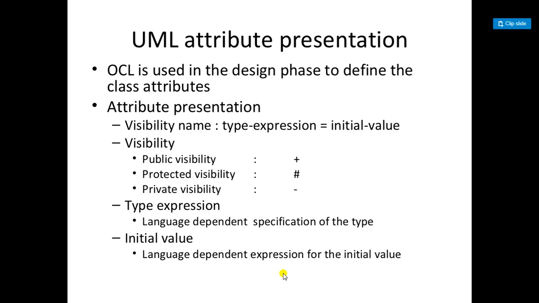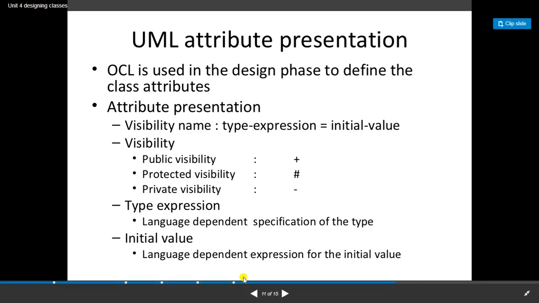How can you represent the attribute? With the help of OCL, that is the object constraint language, which is used in the design phase to define the class attributes. The attribute presentation consists of visibility, name, type expression, which is equal to initial value.